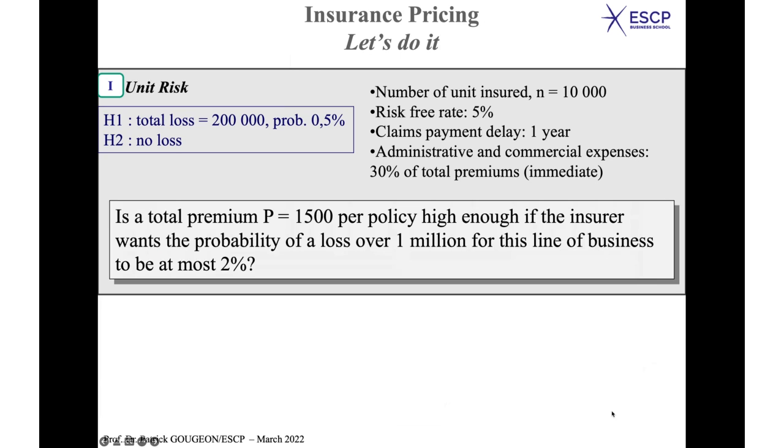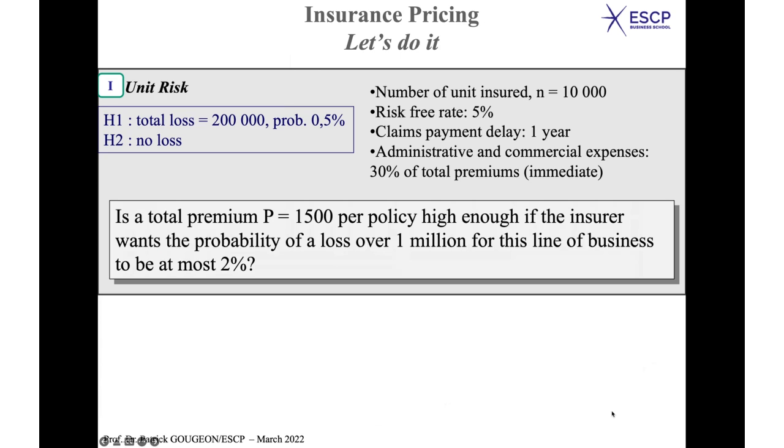Claims payment delay: 1 year. For the sake of simplicity, I take D equal to 1. Administrative and commercial expenses are 30% of total premium, still with the same assumption of an immediate payment. So as soon as you collect the premium, you pay all these operating costs.